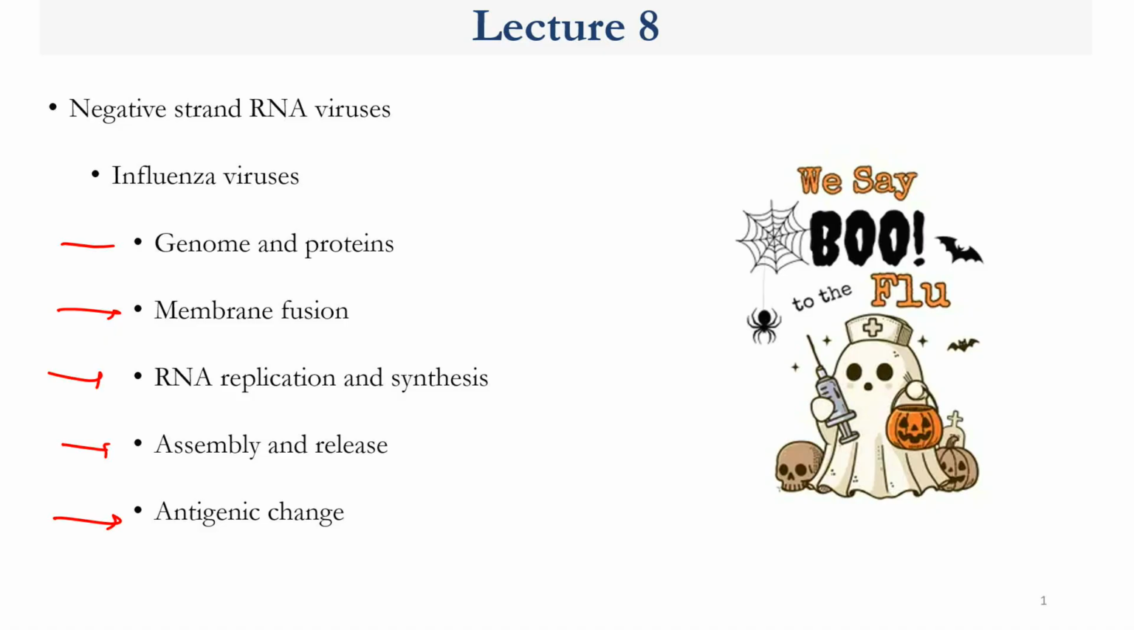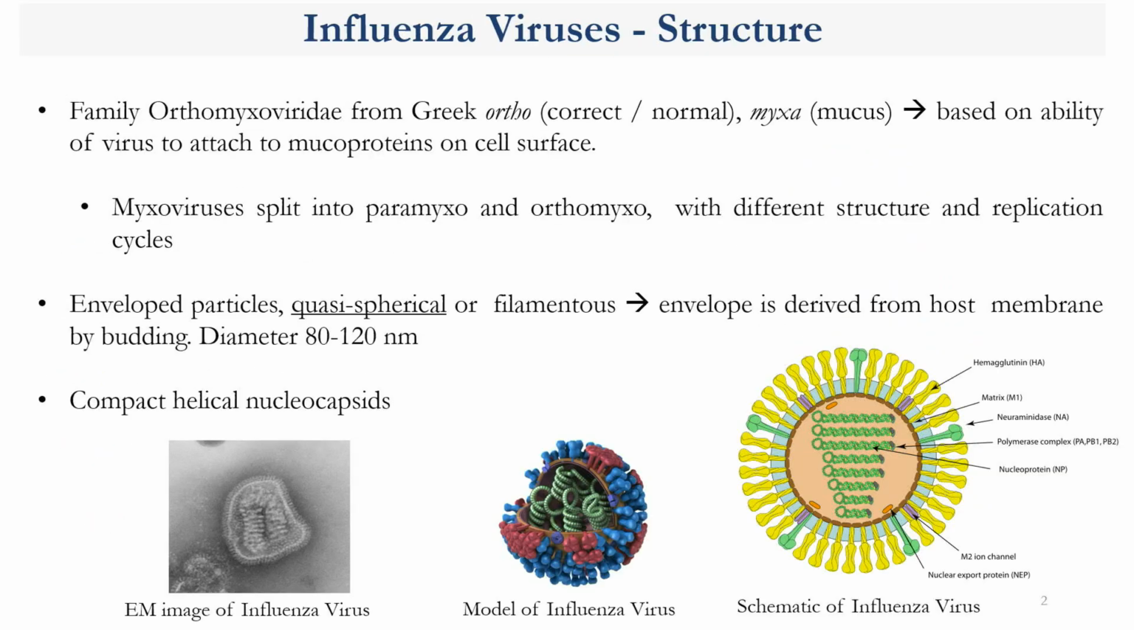Okay? So starting with the structure, influenza viruses belong to the Orthomyxoviridae family, where ortho means correct or normal, and myxa is mucus. This is based on the ability of the virus to attach to the mucoproteins on the cell surface. Mucoproteins are proteins that are present in mucus. Now, the myxoviruses themselves are split into paramyxo and orthomyxoviruses.